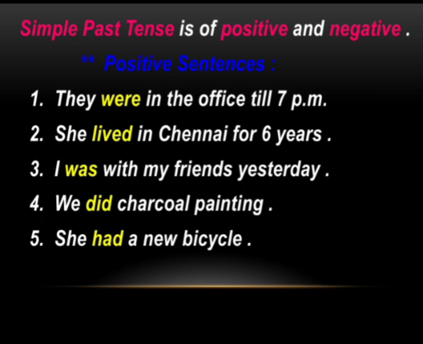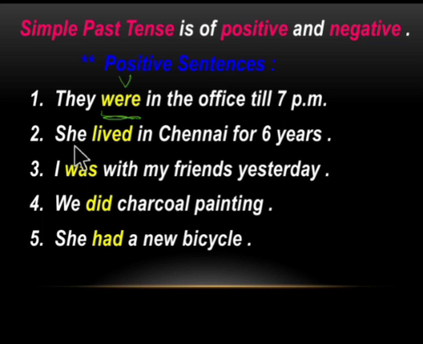Now let us see a few examples. Simple past tense is of positive and negative. We can frame a positive sentence as well as negative sentences in simple past tense. Now we have a few examples in the positive sentences. The first one is: They were in the office till 7 p.m. So here were is the verb, a be verb, that is an auxiliary verb. Here it shows the state of being. They is plural noun and so we use were.